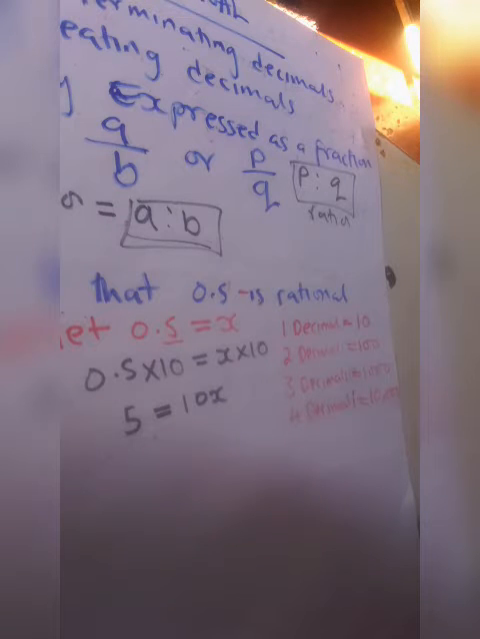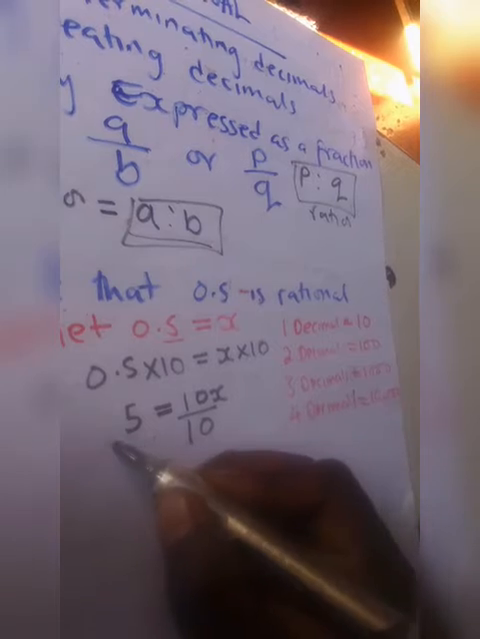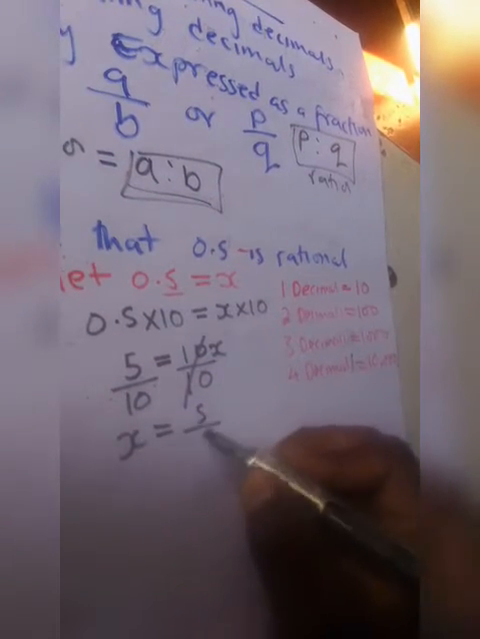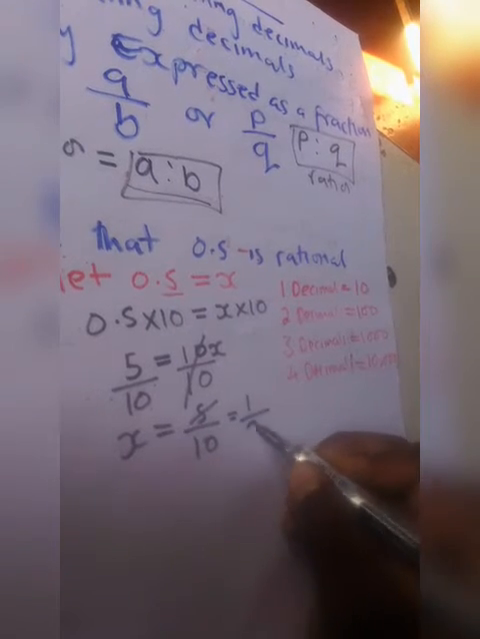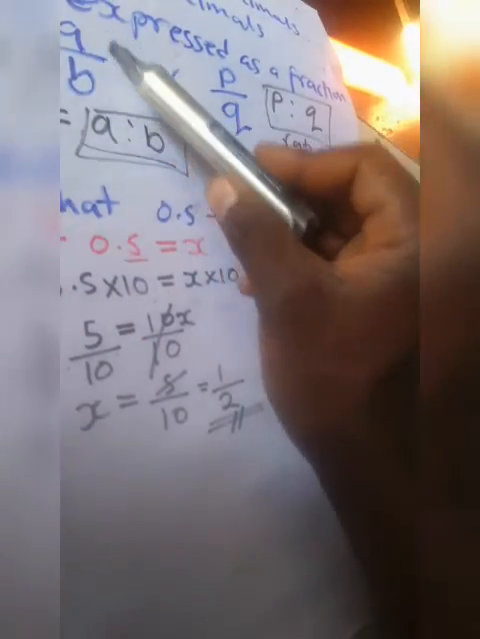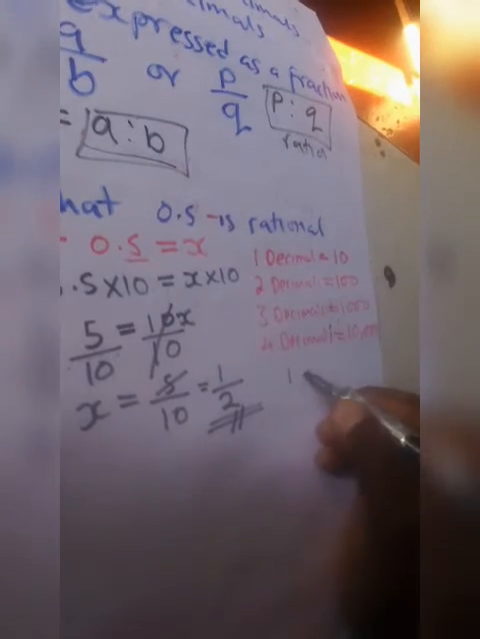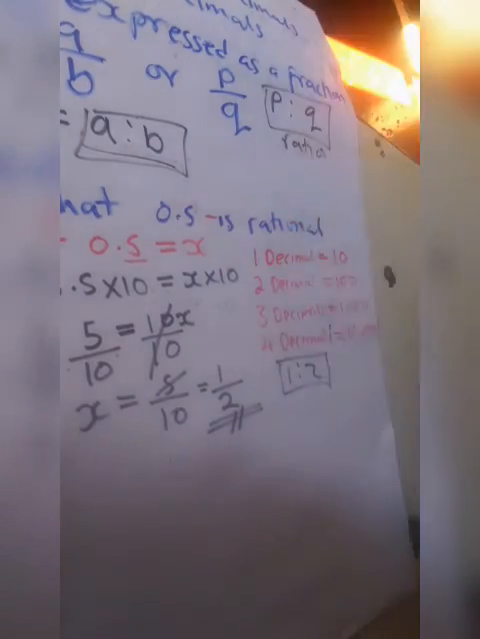Once you have got this, simply find the value of x. How do you find the value of x? Divide both sides by 10. Then x is equal to 5 over 10. 5 over 10 is simply 1 over 2. So it means this number can be expressed in form of a over b or as a ratio a to b. This is 1 to 2 in ratio form. In a fraction, 1 over 2. So this number is rational.